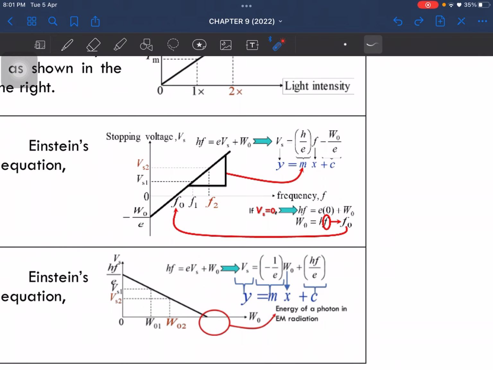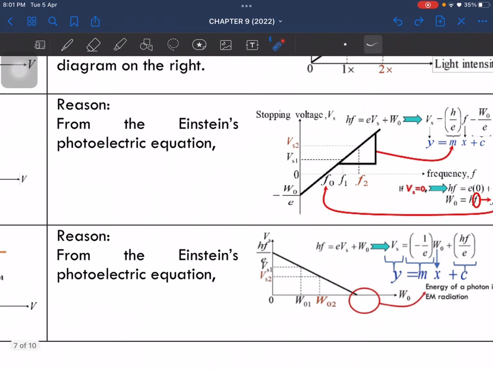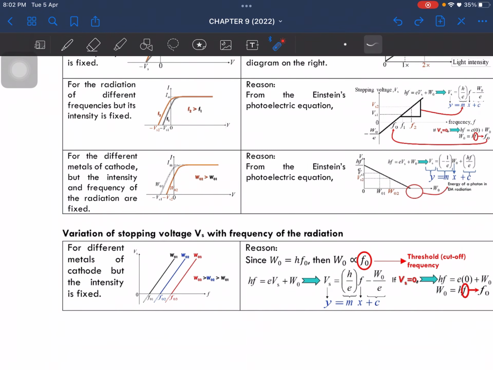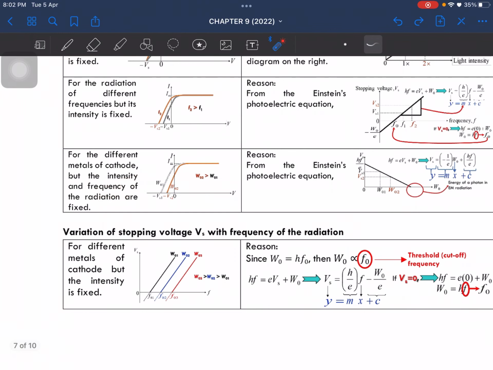So if the stopping potential is equal to 0, which is at this point here, the work function would be equal to hf, where f is the threshold frequency. And then next is when we have different metals of cathode, but the intensity and frequency are fixed.